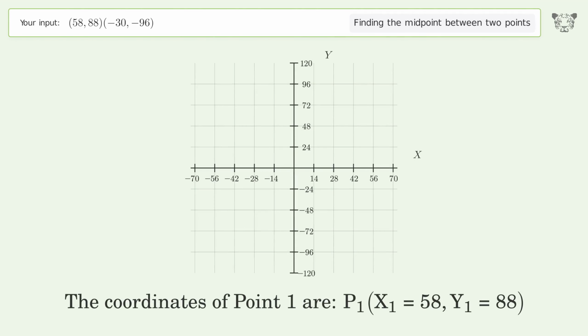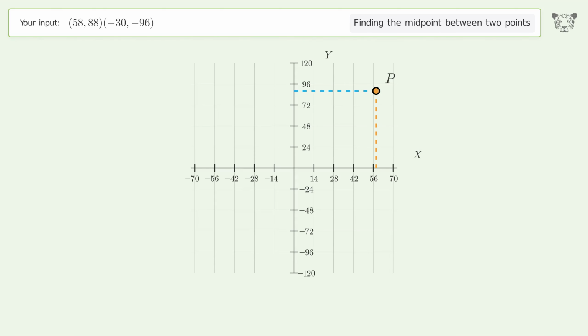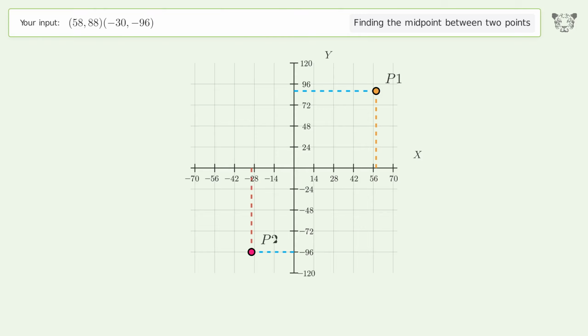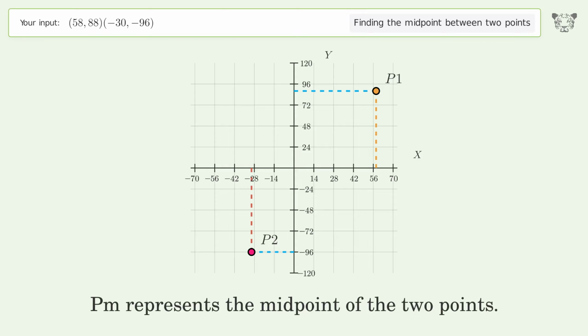The coordinates of point 1 are x1 equals 58, y1 equals 88. The coordinates of point 2 are x2 equals -30, y2 equals -96. PM represents the midpoint of the 2 points.